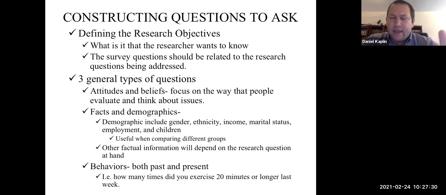Okay. So when you're constructing the questions that you want to ask, you want to think about what your research objectives are. What are you trying to accomplish with this study? What do you want to know? Because the survey questions that you create or use must be related to the research questions that are being addressed. So that's very, very important.